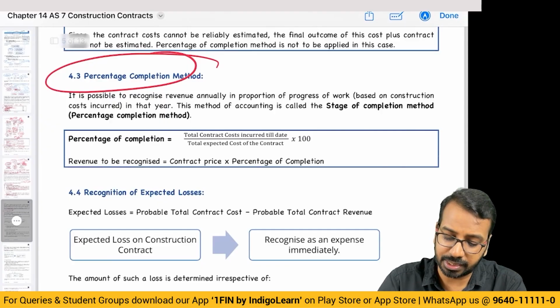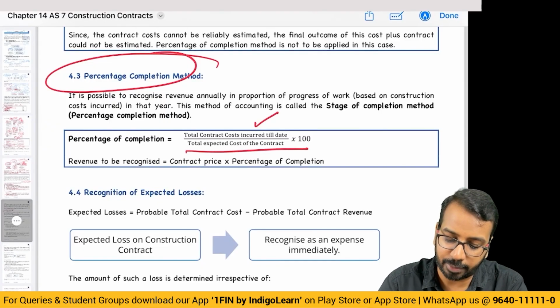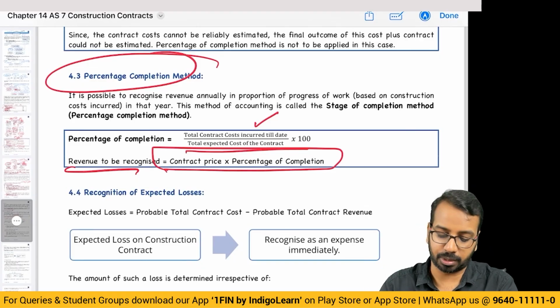Percentage completion you have already seen: total contract cost divided by total expected cost, revenue, contract price into percentage of cost completed.